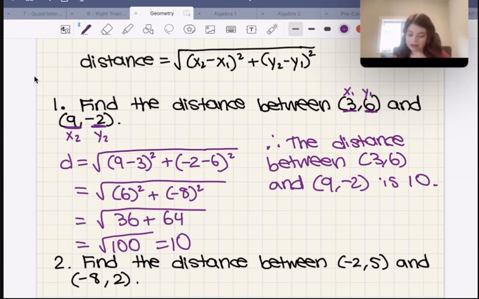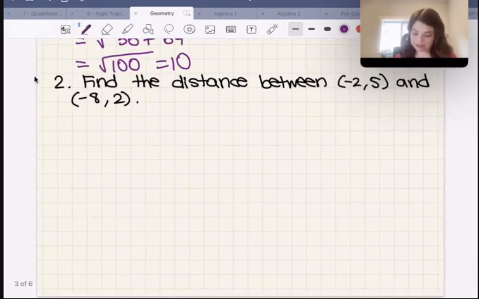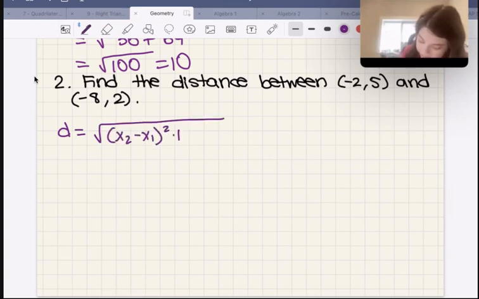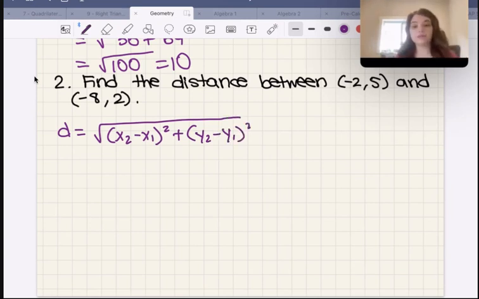All right, let's do a second example for distance formula. It says find the distance between negative 2, 5 and negative 8, 2. So let's do that. So distance is equal to, let's remind ourselves in general, x2 minus x1 squared plus y2 minus y1 squared. And now I'm going to label my points. So this can be x1, y1, x2, y2.